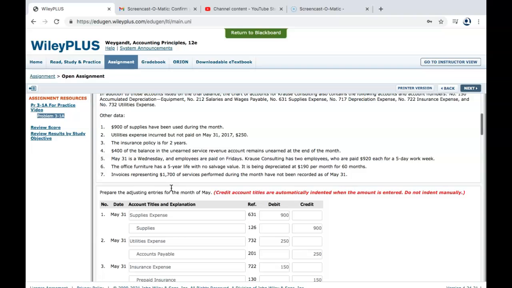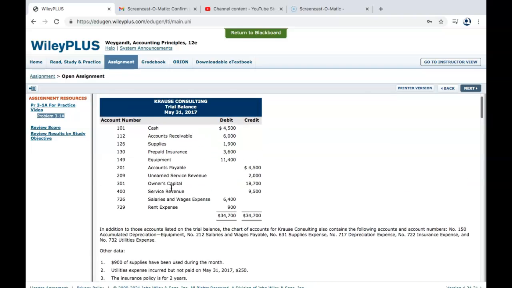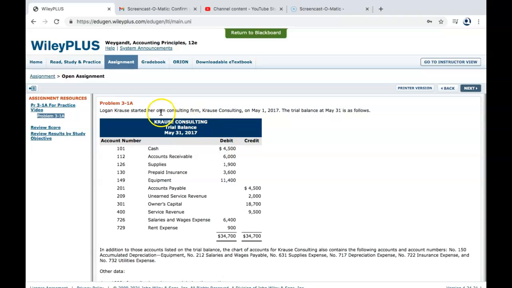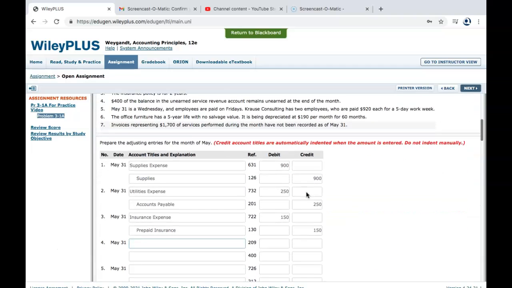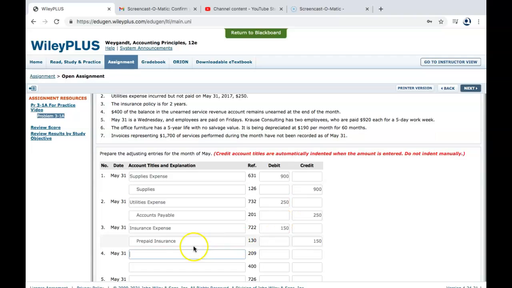But let's see why. So the insurance policy is for 2 years, okay, so it's 24 months. And we have $3,600 in the prepaid insurance. Now let's go a little bit further up. It says Logan Krause started the firm on May 1st, and we're looking at the trial balance at May 31st. So it's only 1 month later. So in that case, what we need to do is adjust for 1 month of prepaid insurance and 1 month of insurance expense. And we've increased the expense and we decreased the asset prepaid insurance.